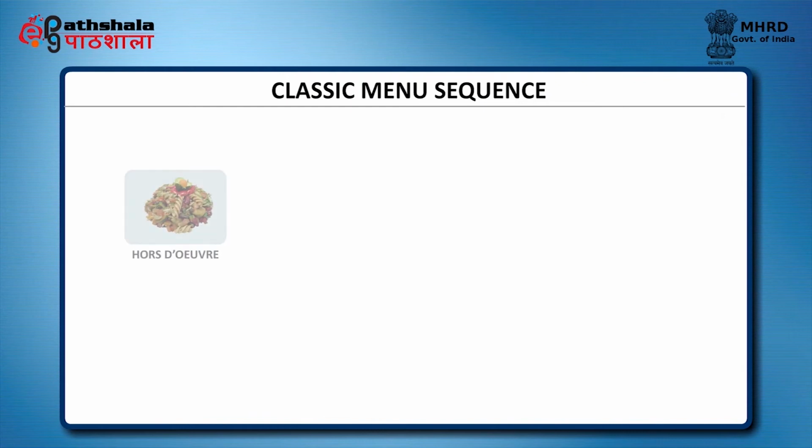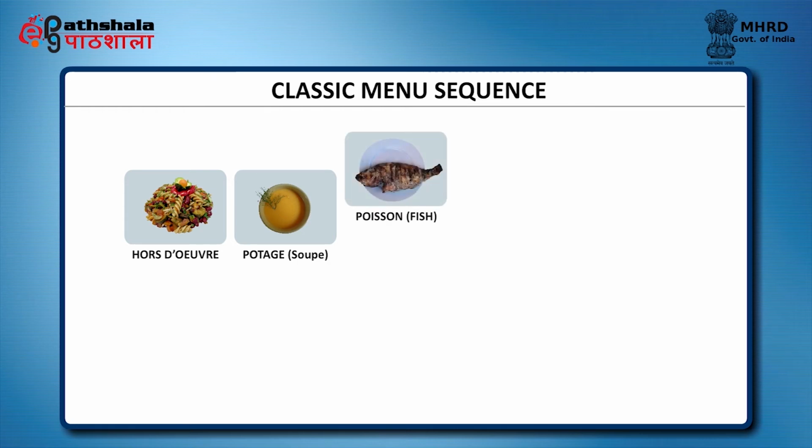Our first course in French classical menu is hors d'oeuvres. Hors d'oeuvres is usually foods that are tangy, salty, sour items which stimulate the appetite. The next is potage or soup. It is an extract of meat, vegetables, fish or poultry in stock or water and can be served piping hot or cold. The third course is poisson or fish. Fish items like poached fish, deep fried, shallow fried, grilled and steamed fish can be given.